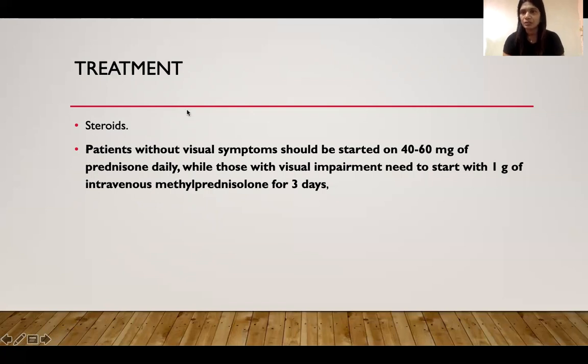So what is the treatment for this condition? Purely steroids. Patients without visual defects should be started on 40 to 60 milligrams of prednisolone daily. Or you can go for methylprednisolone for 3 days intravenous injection. Then you can change to oral.